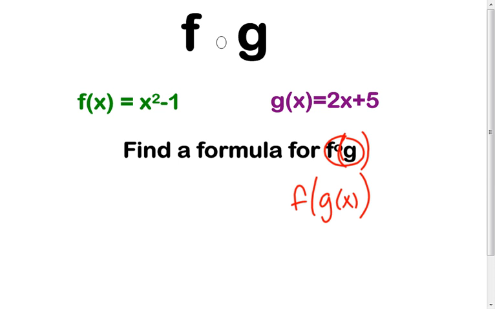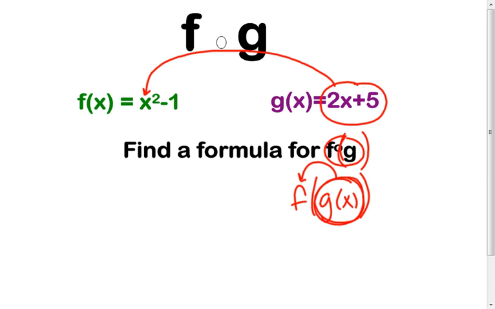Think about that. This is telling you to put your function G into F, because you always work inside out. Now, it didn't give me a number to plug into G. It just says plug X into G. Well, guess what? I've already got X plugged into G. So all this is saying is you're going to take G's function with X plugged in, and input it into F's function over here.